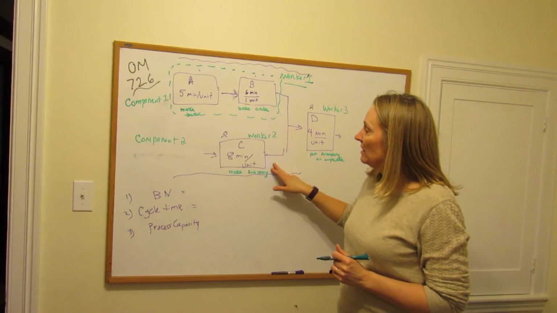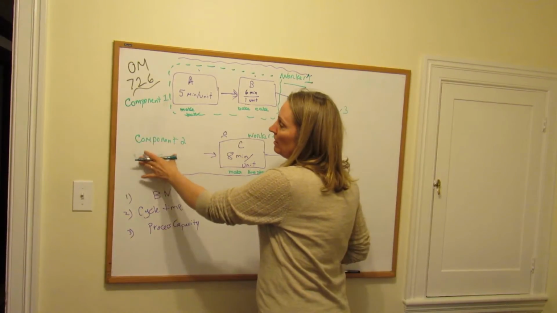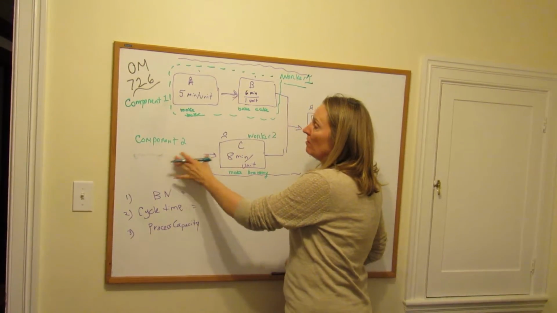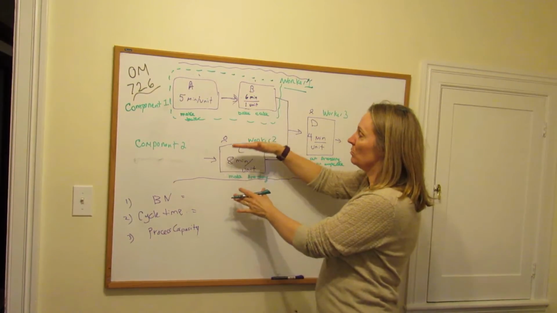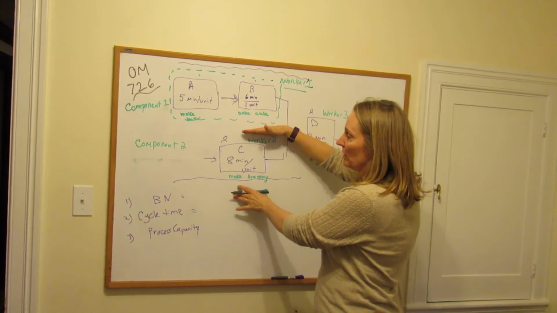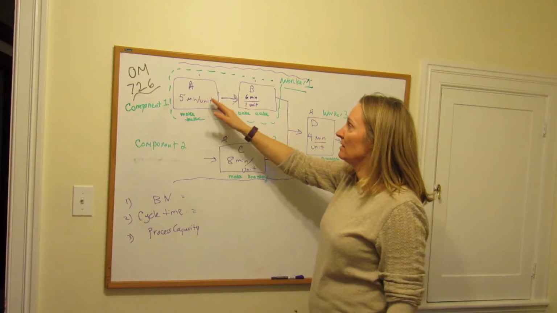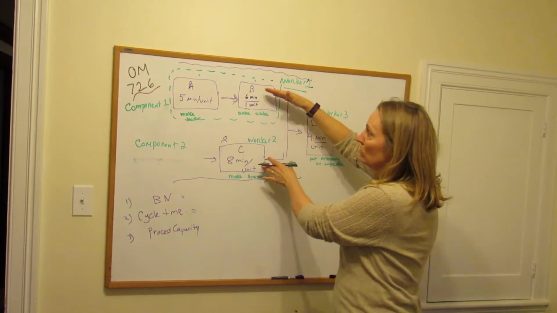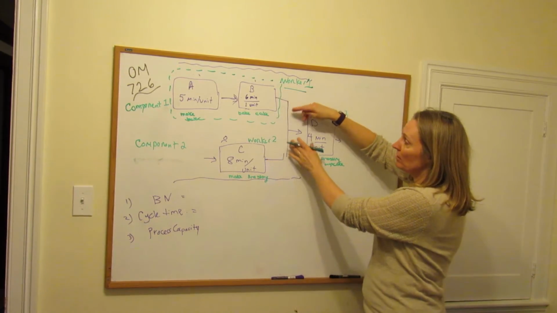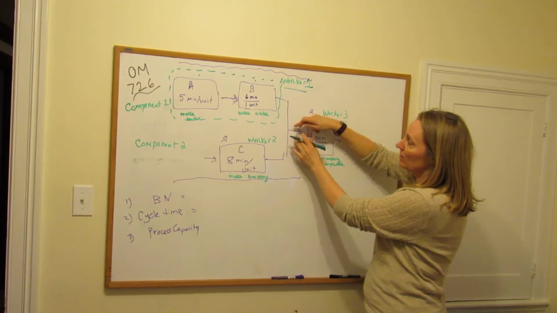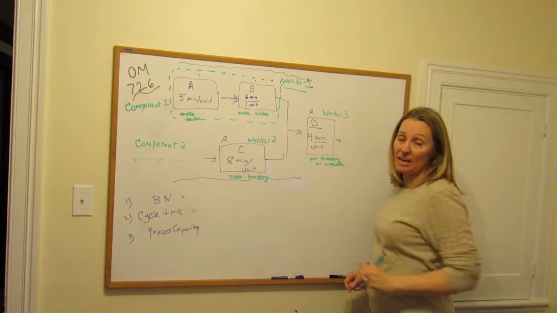Down here, task C is done by worker 2. Task C doesn't require any inputs from A and B, and therefore these two sets of processes can be done in parallel. That is, worker 2 can be working on task C at the same time that worker 1 is working on tasks A and B. Then these two outputs, component 1 and component 2, have to come together for worker 3 to complete task D.